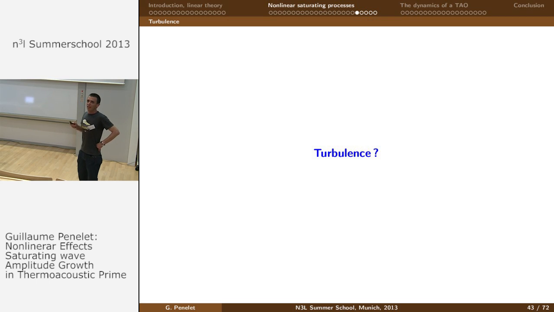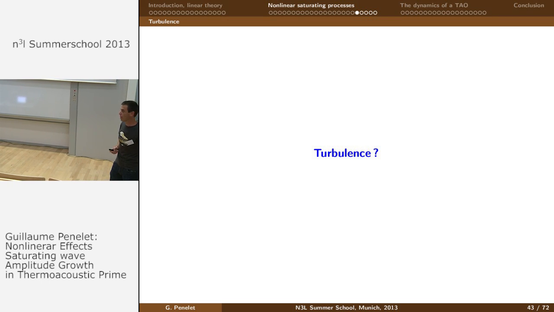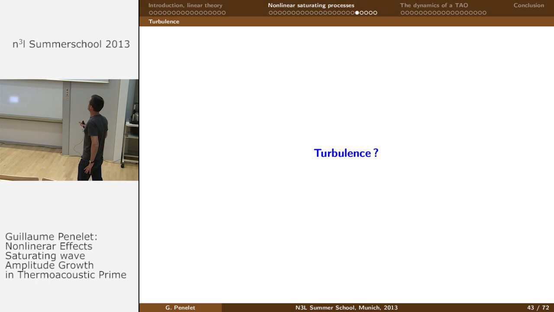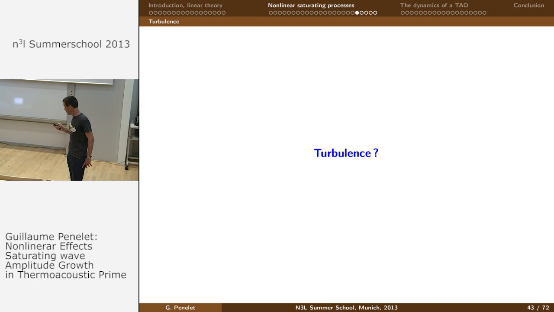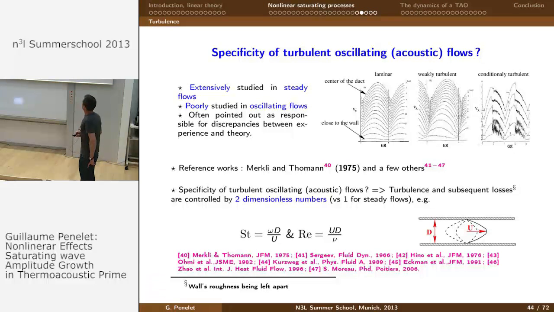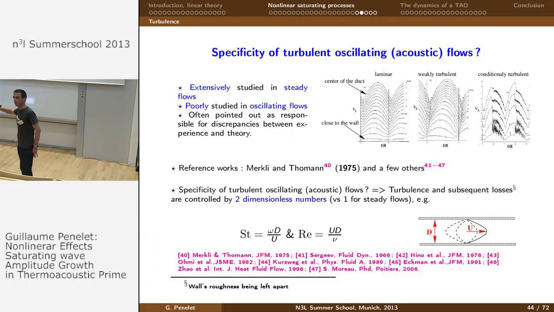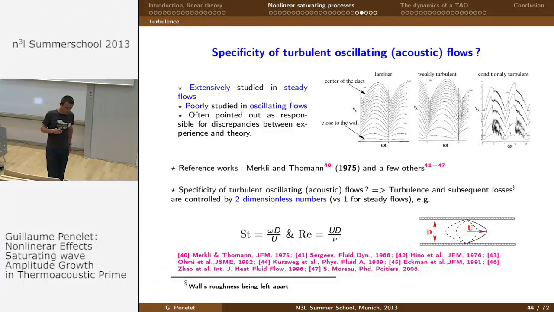Okay. There's a last effect that I should discuss, but I will be very brief with it because things are not clear concerning the transition to turbulence. The transition to turbulence in straight ducts for steady flow has been very extensively studied, but it has been very poorly studied in the case of oscillating flows.